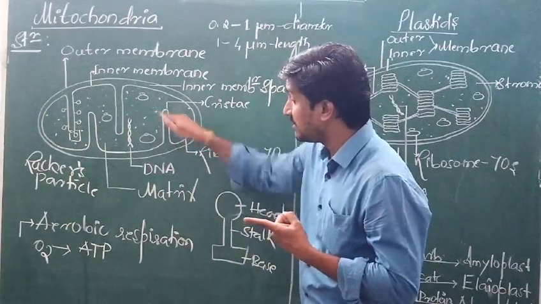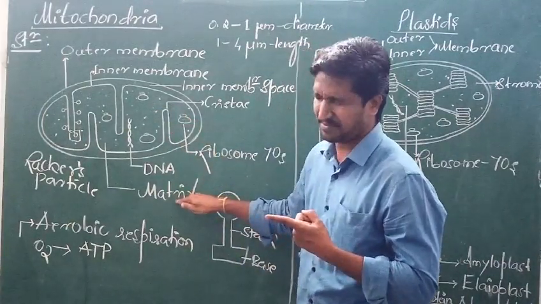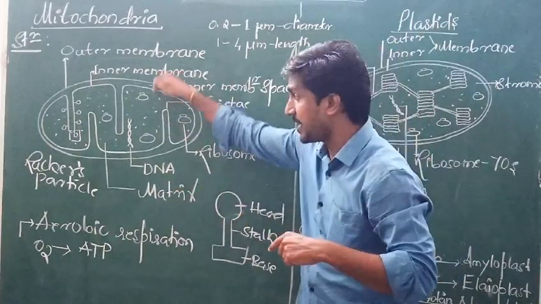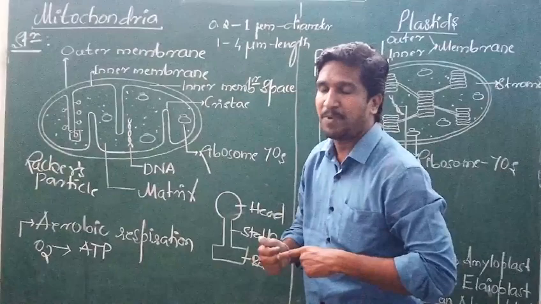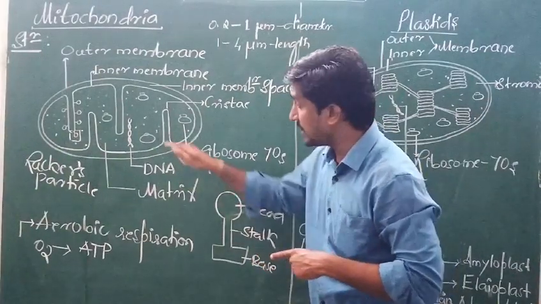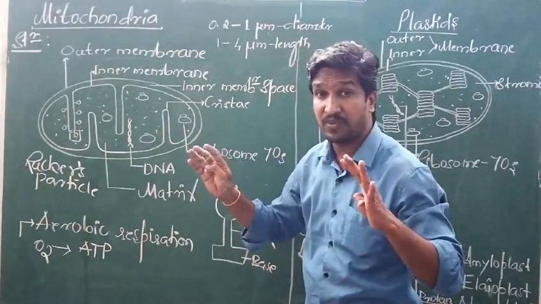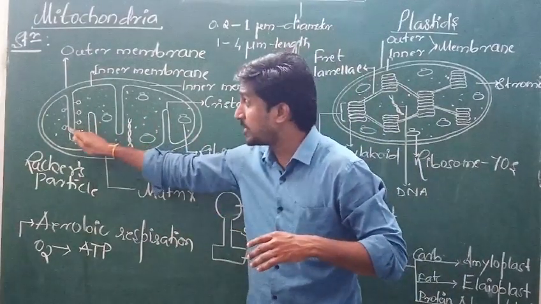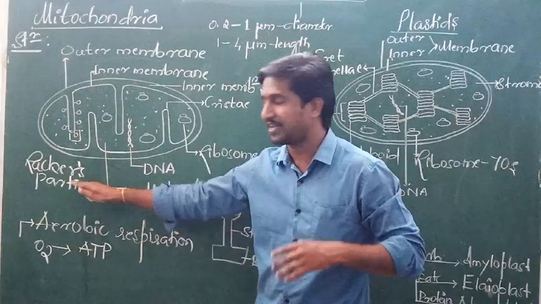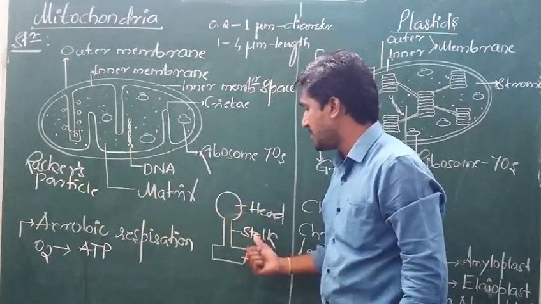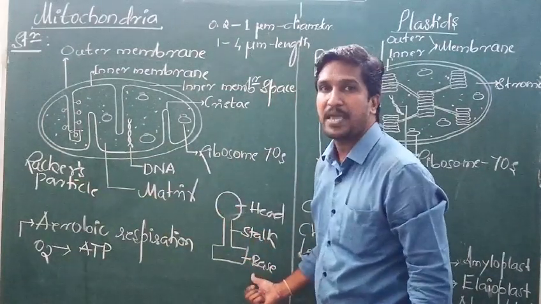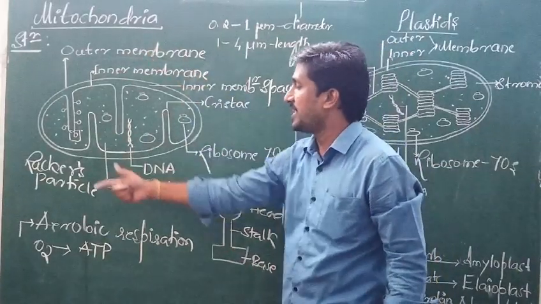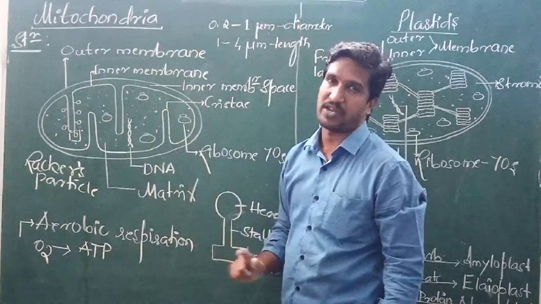Glycolysis will take place in the cytoplasm, and that pyruvic acid will take entry here. That you will learn in our plant physiology later on. So inside this matrix, a large number of enzymes will be there, breaking down through enzymatic action, and it enters into the Racker's particle, a knob-like structure with head, stalk, and base. So this is the entire structure of mitochondria.